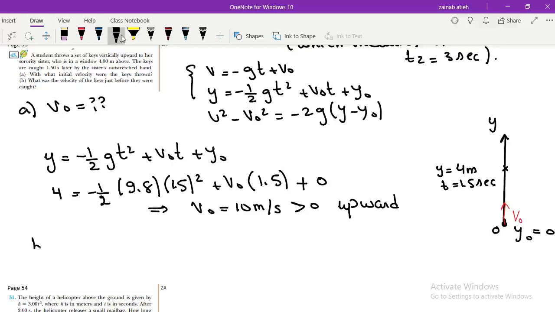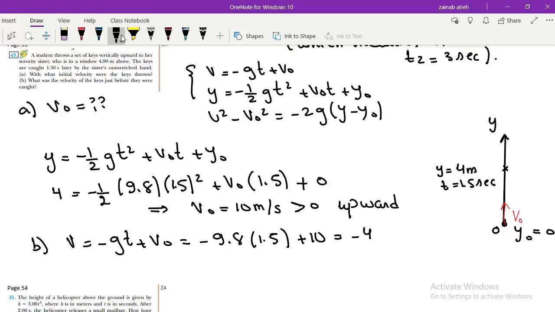Okay, this is part B. v equals minus g t plus v0. I will substitute. It's 9.8, time was 1.5, v0 was 10. I have calculated it. It was approximately minus 4.7 meters per second.